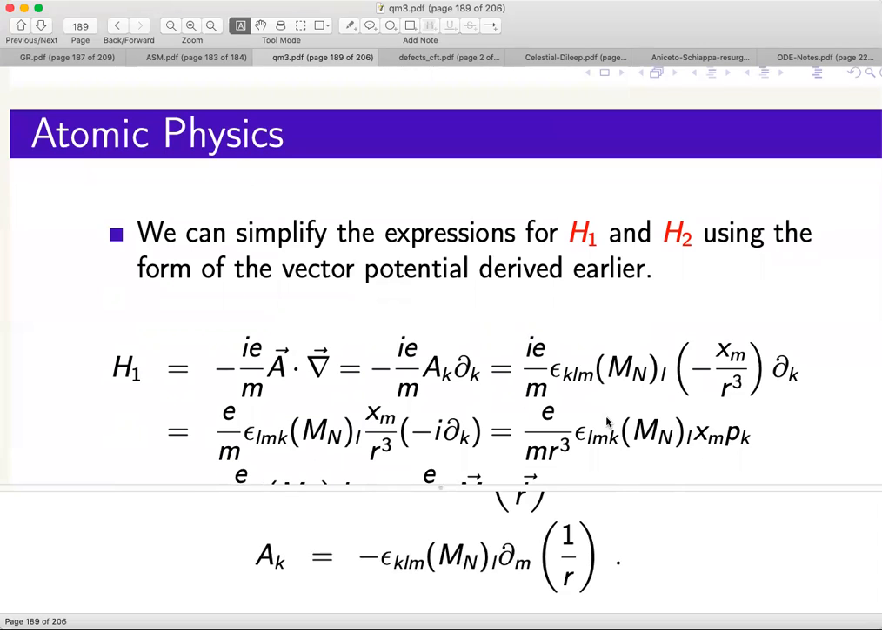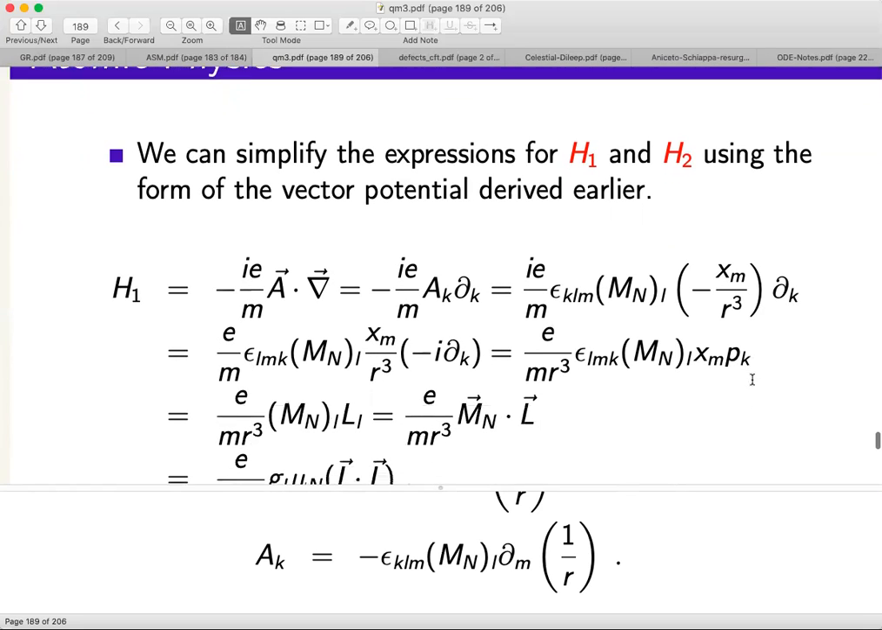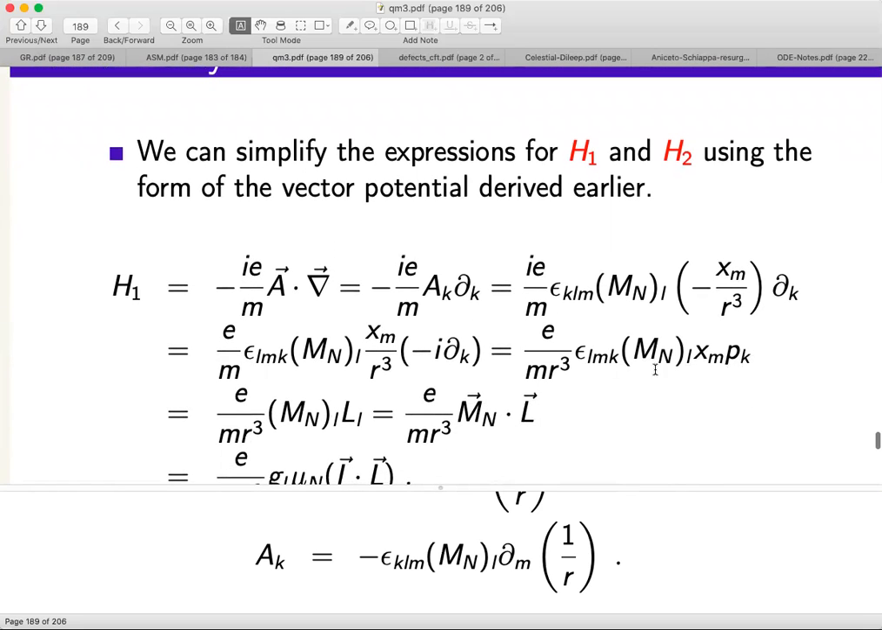We push this minus sign and i inside this, write down minus i del_k, and the entire expression is written as it is. But now you see that minus i del_k is the same as the momentum p_k, and then you have epsilon_lmk x_m p_k. That is like the orbital angular momentum. So therefore we write this entire expression. Remember, l is an index on m_n.